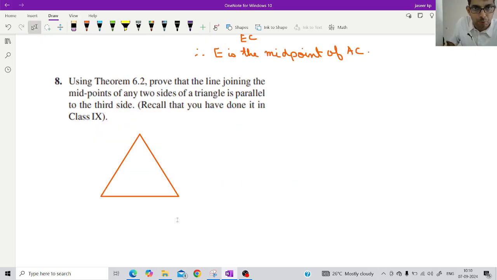Now, eighth problem: prove that the line joining the midpoints of any two sides of a triangle is parallel to the third side. So we'll take a triangle ABC, and we have to prove that the line joining midpoints of any two sides is parallel to the third side. So we'll take D as the midpoint of AB and E as the midpoint of AC. Then we have to prove that the line joining the midpoints, DE, is parallel to BC.